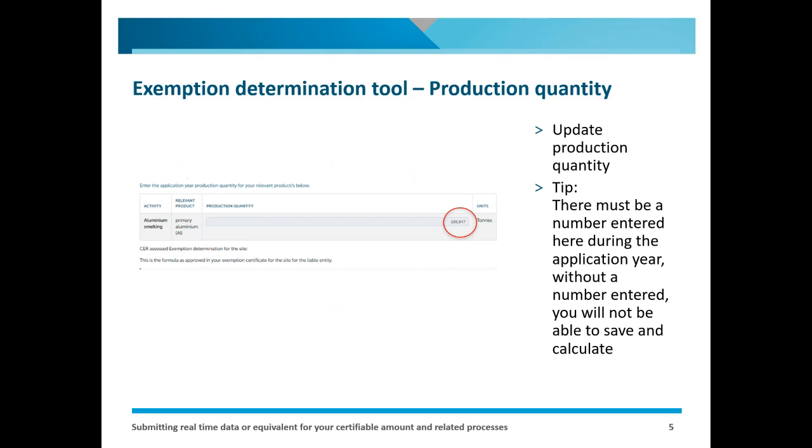The exemption determination tool, production quantity. The first data entry point for the exemption determination tool is production quantity. This data is not expected to be finalised until the end of the application year. However, a number needs to be entered to allow the Save and Calculate button at the bottom of the page to be available. The main message for this component of the exemption determination tool is that the production quantity must be correctly updated at the point of submission to the regulator.